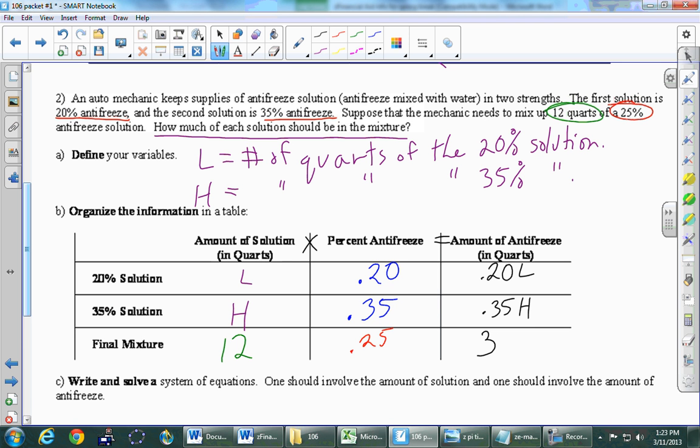So we'll pause and give people time to catch up with the table. Any questions on the table? Okay, then let's see if we can get our two equations out of this.